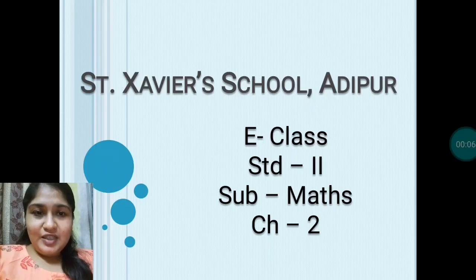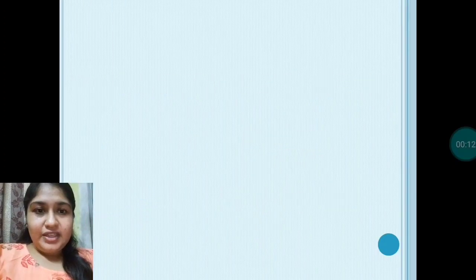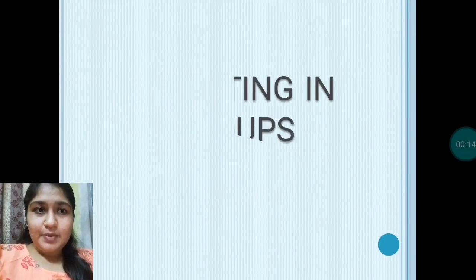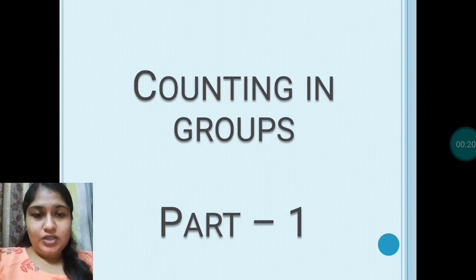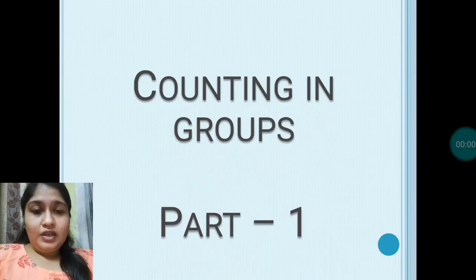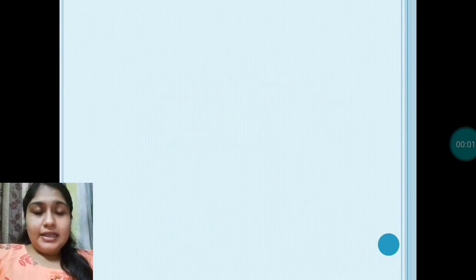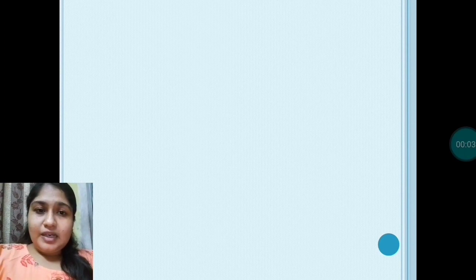In today's class, we will start with chapter 2 of the workbook. The chapter's name is Counting in Groups. Yes students, chapter 2 is Counting in Groups. We will start with part 1. Let us understand some of the examples before starting our exercises.